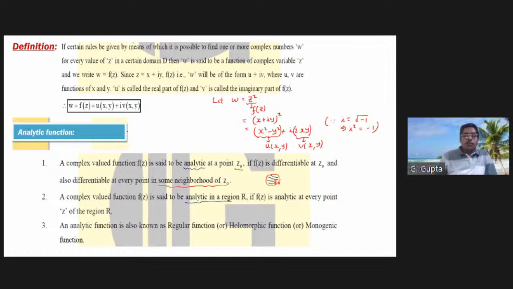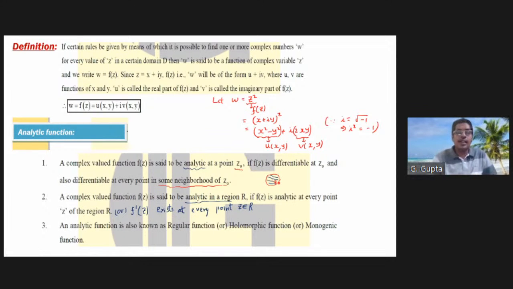That is also called f dash z exists at every point z belonging to the given region R. R is not real numbers. It is some region, a rectangular region or square region, anything.